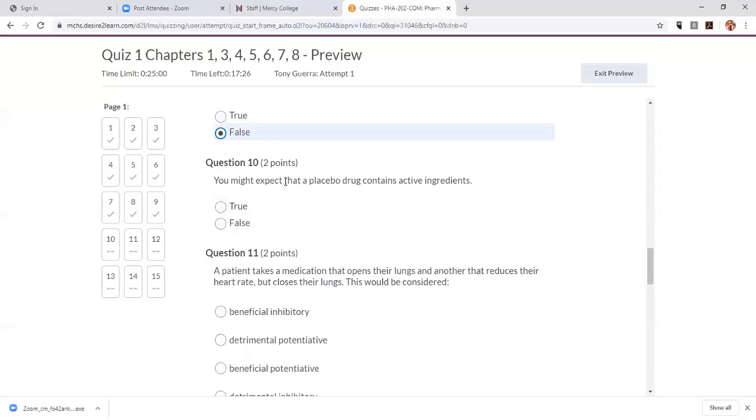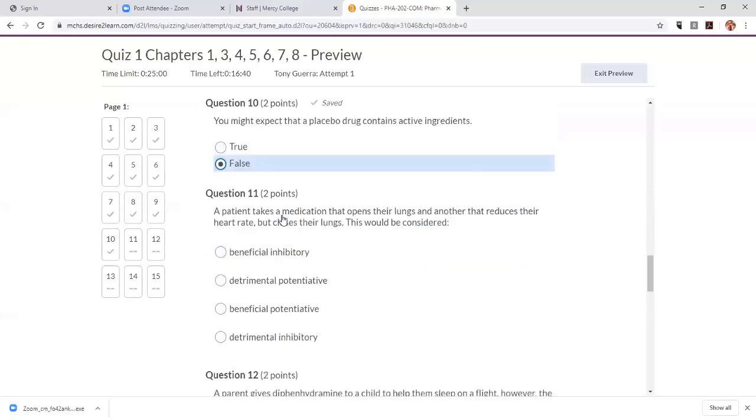You might expect that a placebo drug contains active ingredients. And the definition of a placebo is that it does not have any active ingredients. It's a sugar pill. Some people respond to just having some medicine, and that's why when we're doing a trial on a drug, we're going to give one person the sugar pill and one person the real drug, but we're not going to tell them which is which, because some people will still have a good effect, even though it wasn't the drug, because they thought it was the drug. And so when a drug trial comes around, that drug has to be not above the regular effect, but above the placebo effect. So you might expect that a placebo drug contains inactive ingredients, so this would be false.